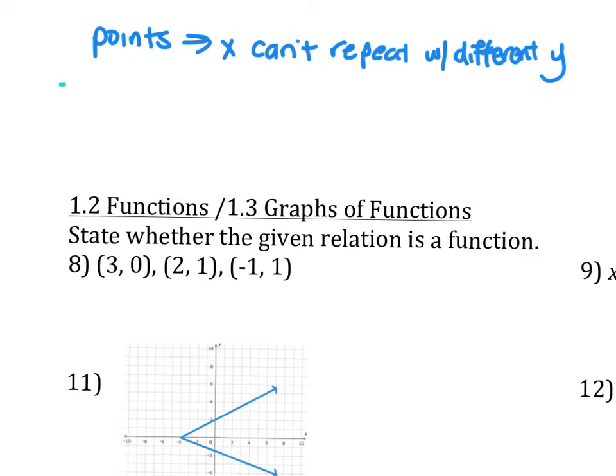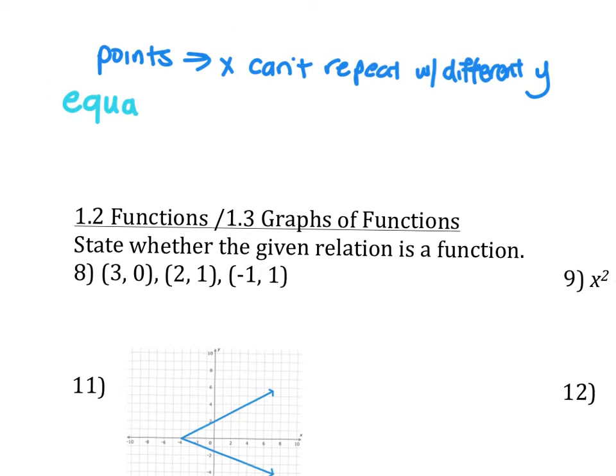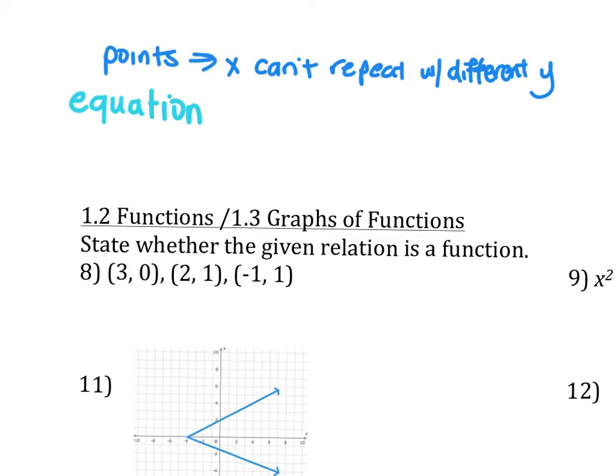So when you're looking at an equation, what can't happen for it to be a function? You can't have 2 y's for 1 x. Okay, so what does that look like in an equation format? Y can't be squared or raised to an even power, or in absolute value. Very good.